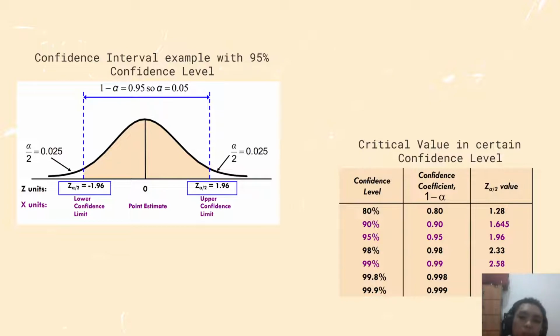I also provide the critical value for certain confidence levels. For example, if we use a confidence level of 80%, the z value will be 1.28, and if we do an interval, then on the left side it's going to be negative 1.28. And in this case, we're using a confidence level of 95%, so the z value is going to be 1.96.